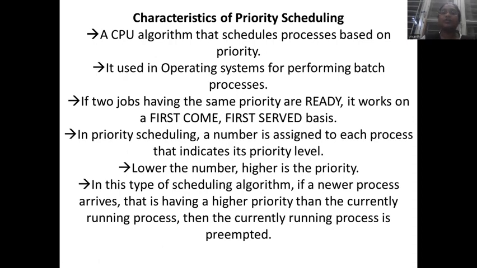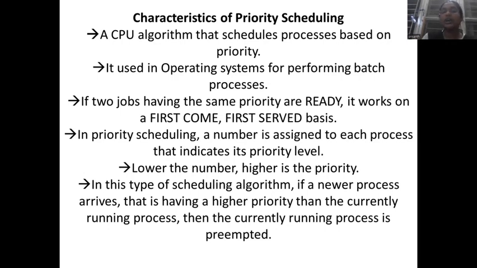Let us see the characteristics of priority scheduling. The first one is that it is a CPU algorithm that schedules processes based on priority. The second characteristic is that it is used in operating systems for performing batch processes. If two jobs have the same priority and are ready, it works on a first come first serve basis, as we discussed in the previous slide, or on a round robin basis.